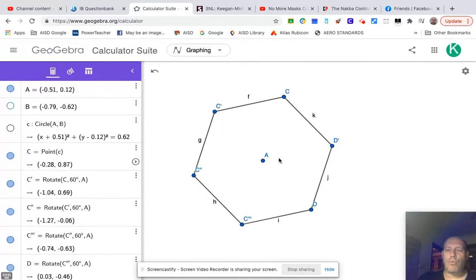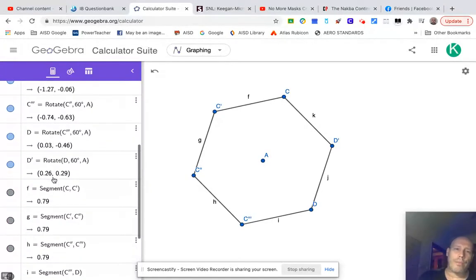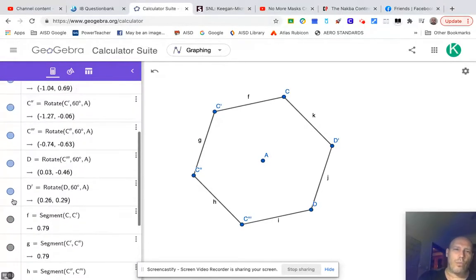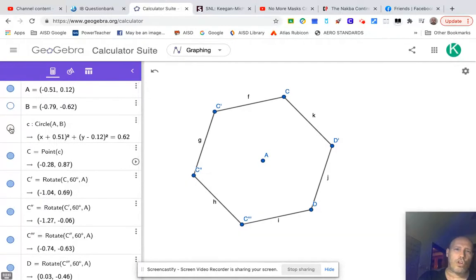And that's how you make a regular polygon. Now, a couple of things. Actually, let's bring the circle back because we need some information. What happened to my circle? Let's see. I'm going to bring my circle back.